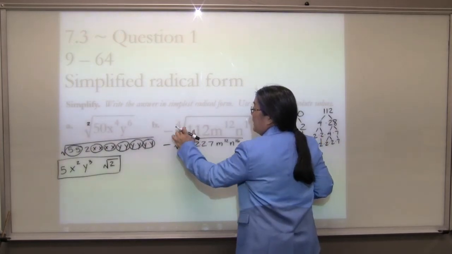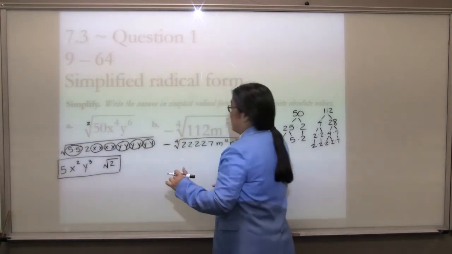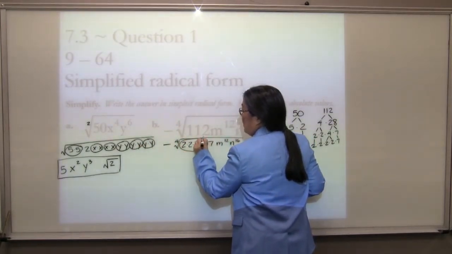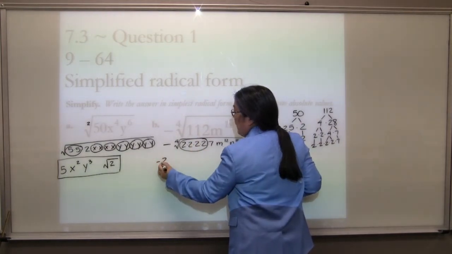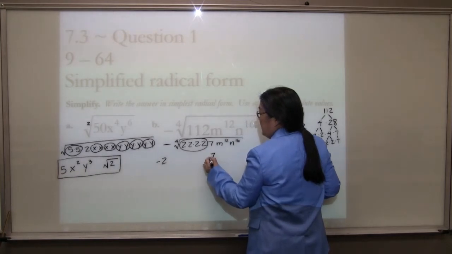I need sets of 4. Here I need sets of 2 because it's a square root. Here I need sets of 4 because it's a 4th root. I have a set of 4, and that set of 4 comes on the outside. Hey, that negative is still there. And I have a 7 left on the inside.